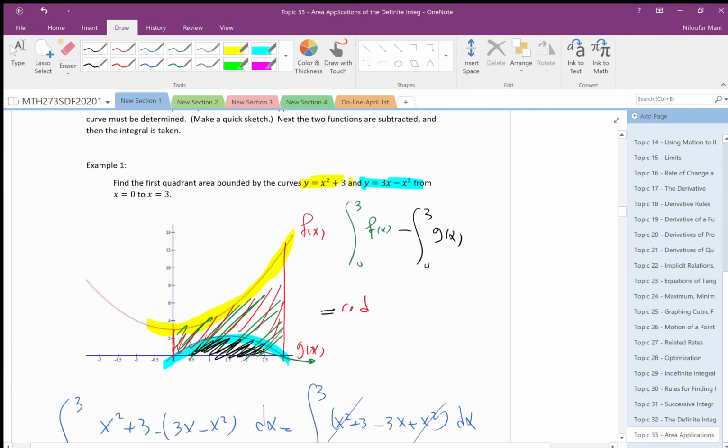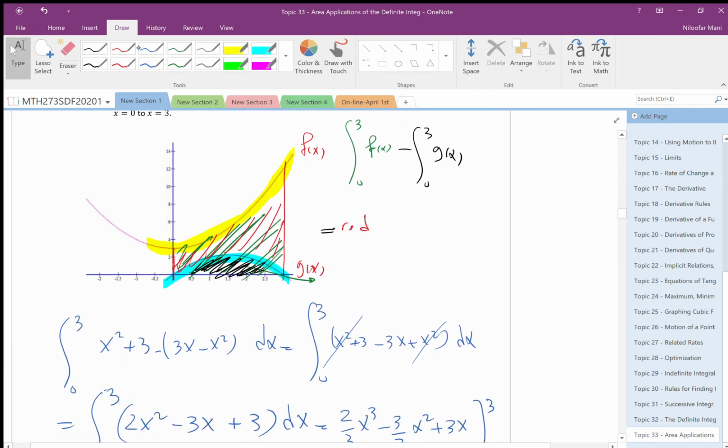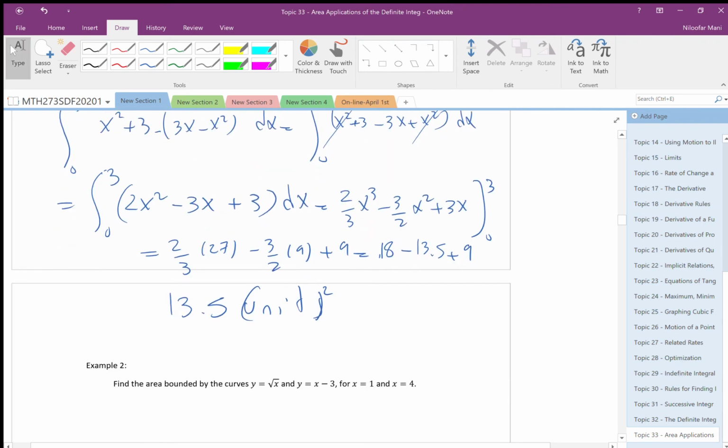See here, if instead of this, I start with this. Instead of f minus g, I do g minus f because I don't see the picture. I don't know which one minus which one. I don't know which one is up, which one is larger. Here f is larger because f is up. Okay, so I don't know, then I find the answer negative.